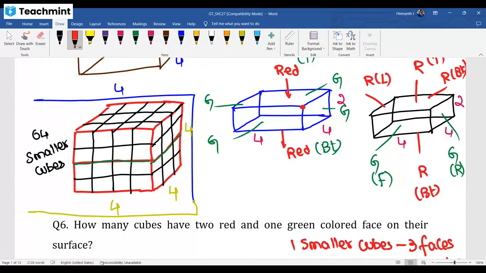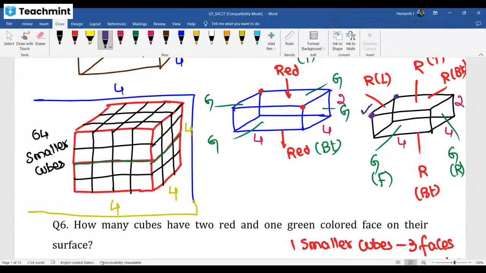No, I don't get 2 red and 1 green here. You try any corner, this corner also, what will happen? Top red, this side green, this side green. No option. So I'll check here. In this corner, left side red, top side red, green. This is okay. This corner we have to consider 2 red and 1 green.